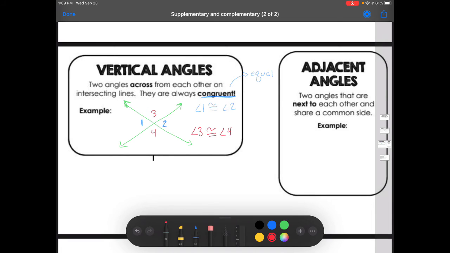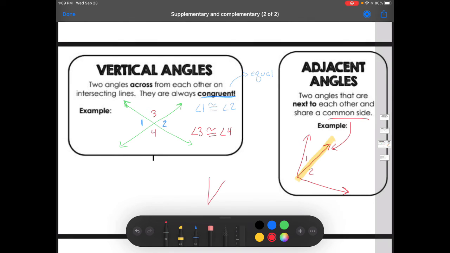These aren't necessarily special angles. They're not congruent. They don't add up to anything. It's more about their placement. When you have adjacent angles, they're angles that are next to each other and share a common side. So if I take this angle and I add another angle here, these two angles are adjacent because they're next to each other and they share this side here. This is their common side. Right? If they don't have a common side, they're not adjacent.